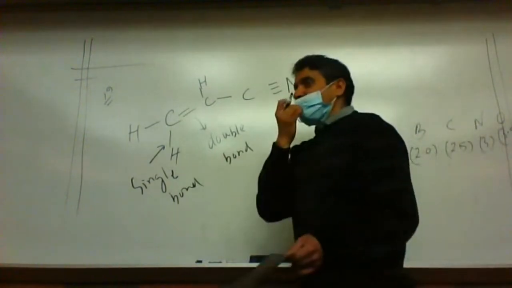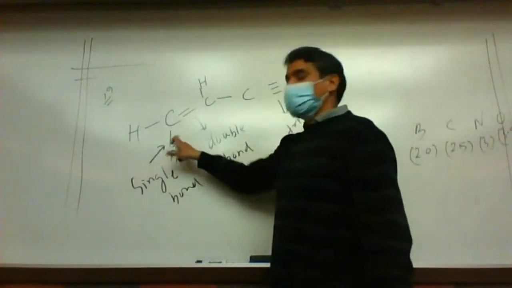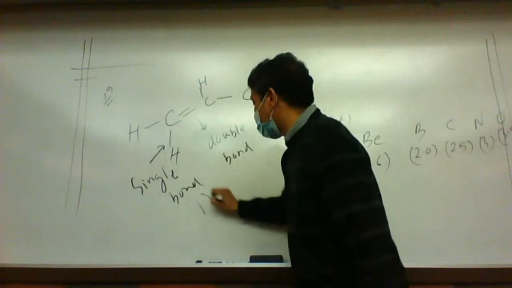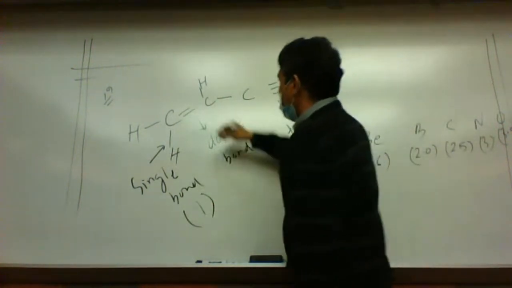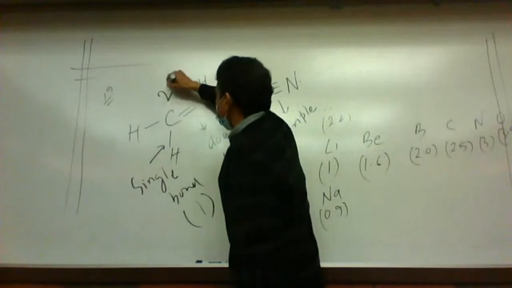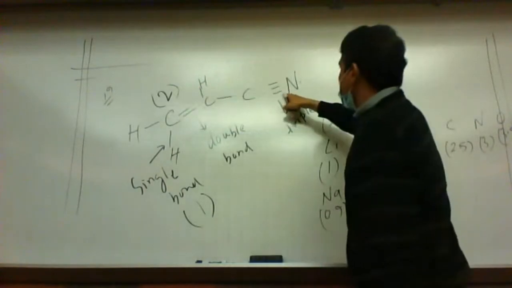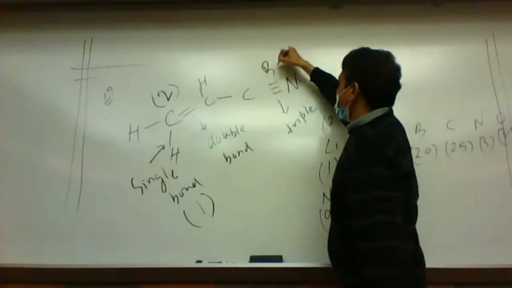So we call it bond order. What is the bond order of this one? A single bond is given a bond order of 1. What is the bond order of a double bond? We give it a bond order of 2. What is the bond order of this bond? The bond order is 3.